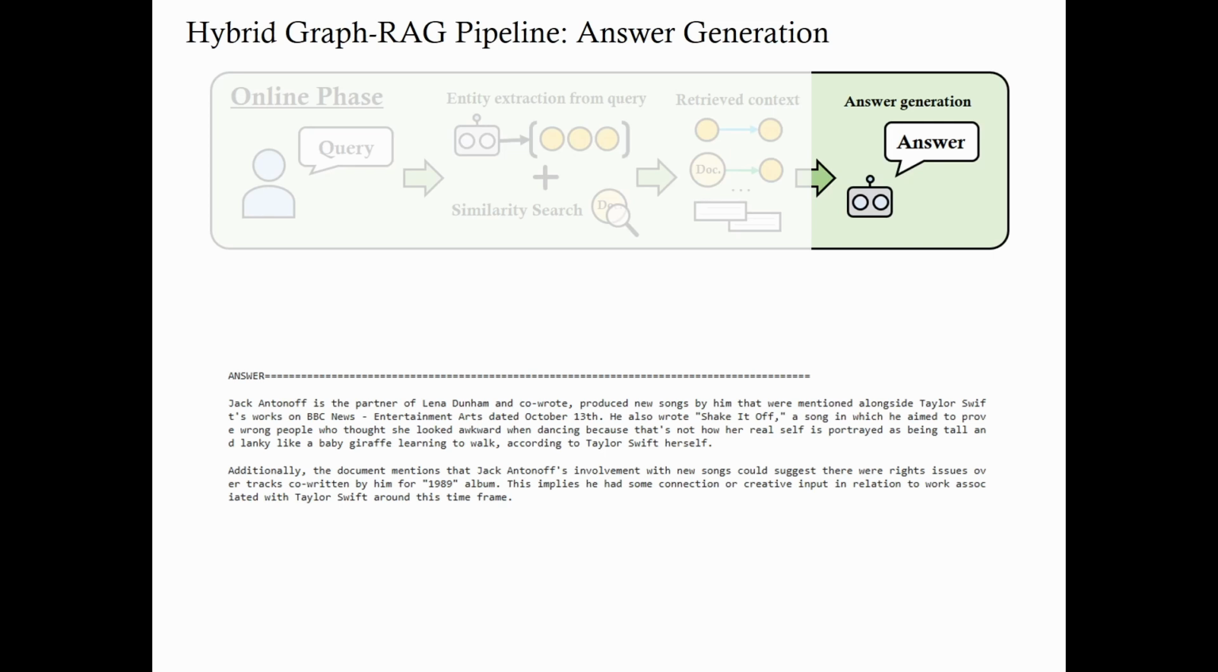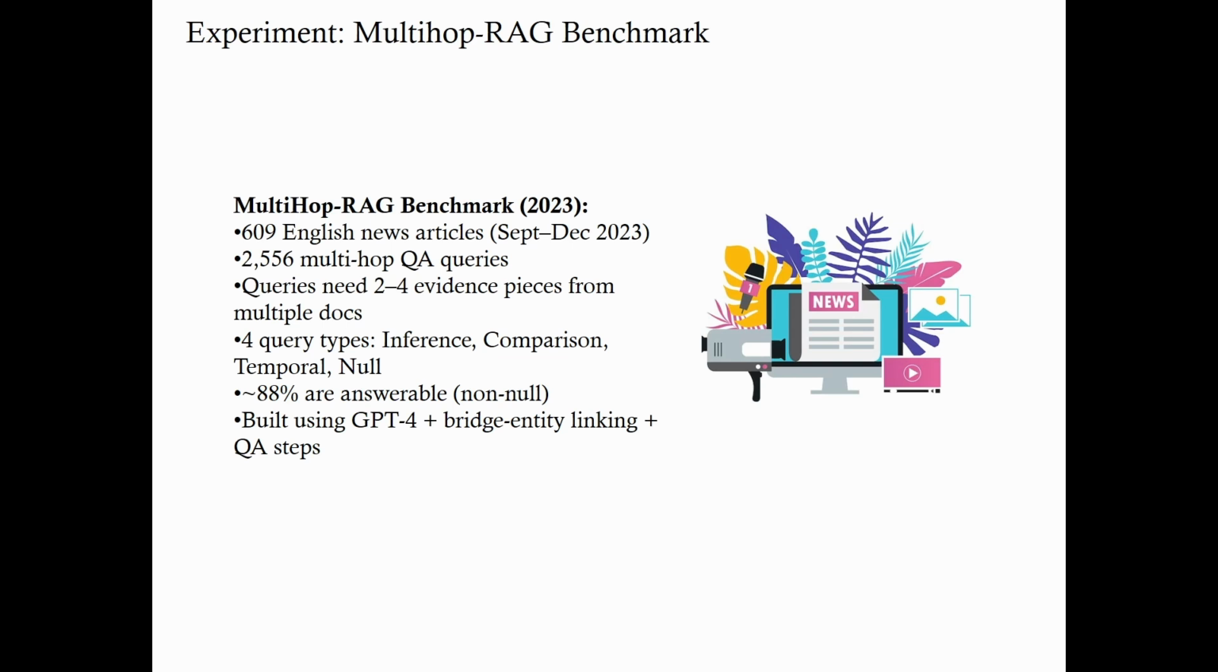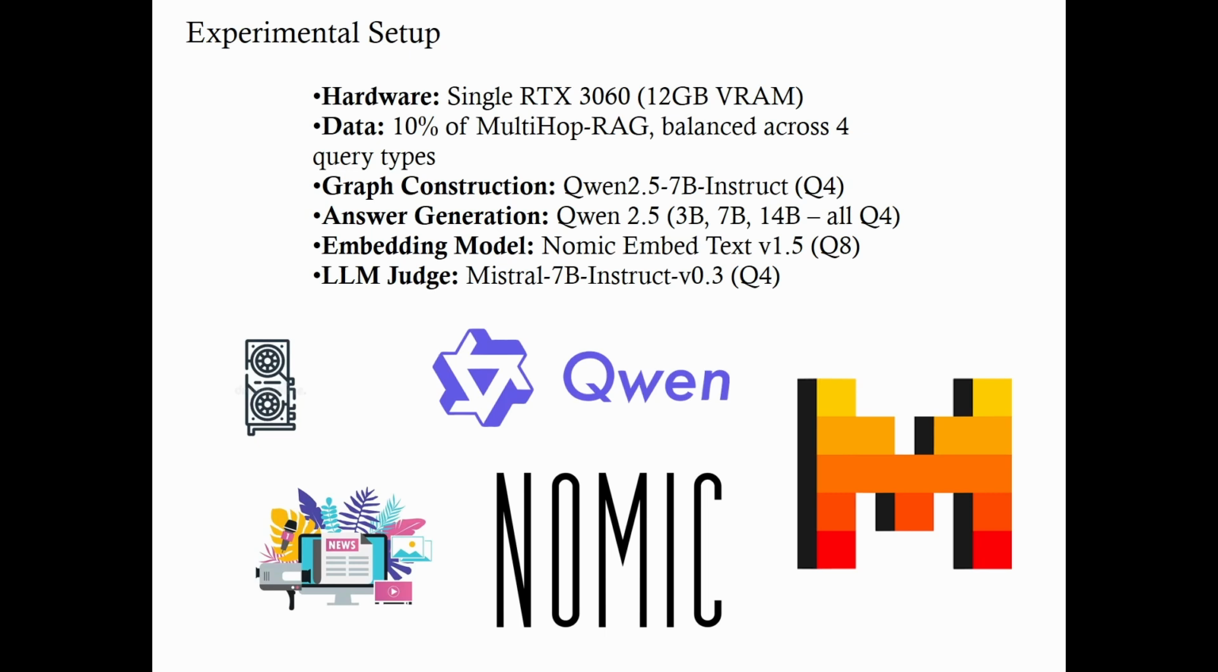And to really verify this methodology, we ran an experiment on the MultiHop-RAG benchmark. The MultiHop-RAG benchmark, introduced in 2023, contains about 600 English news articles with a QA dataset of around 500,000 queries. For the experimental setup, we used a single RTX 3060 with 12 GB of VRAM, and due to this limitation, we only evaluated 10% of the MultiHop-RAG queries.